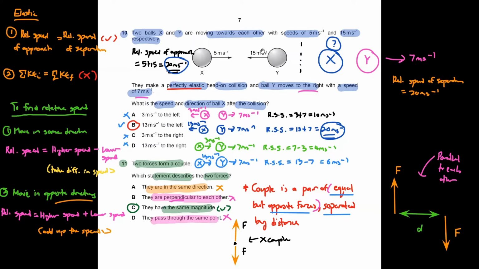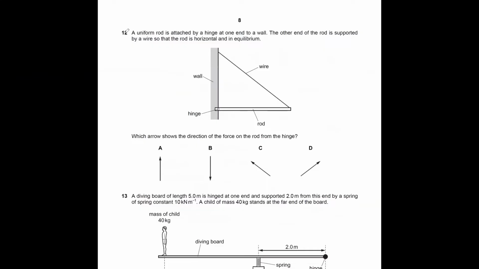Now then you look at question 12. Question 12 is asking you, a uniform rod is attached by a hinge at one end to a wall. The other end of the rod is supported by a wire so that the rod is both horizontal and in equilibrium. So the keyword here is that this rod is in equilibrium. Which arrow shows the direction of the force on the rod from the hinge? So they're asking you about the force on the rod from the hinge itself. There's supposed to be some sort of force from the hinge onto the rod here. This is the force that they're talking about. But right now, they are specifically asking you, what is the direction of this force in the first place?